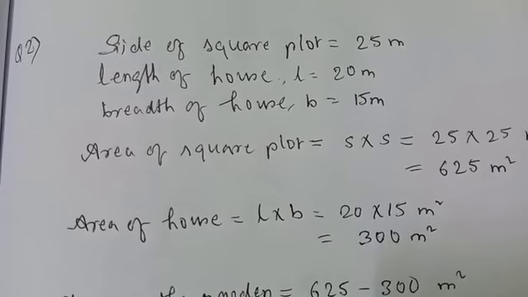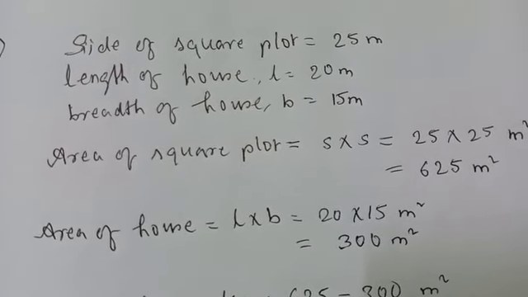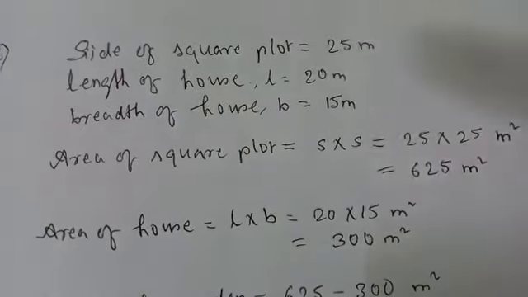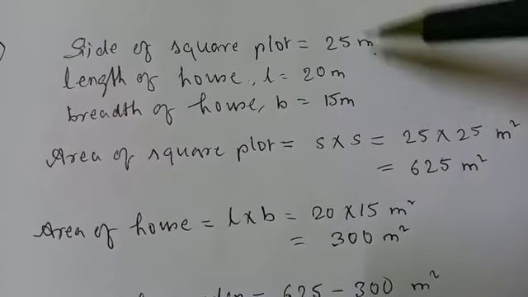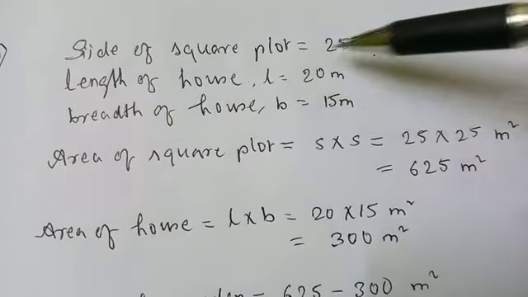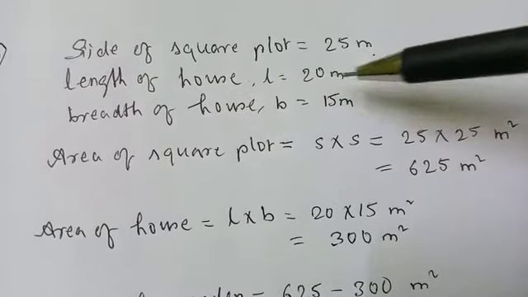So this is question number 2 you can see here. It's a very easy question. First of all, you have to write like this. Side of the square plot is 25 meter. Length of the house is L equal to 20 meter. Breadth of the house B equal to 15 meter.